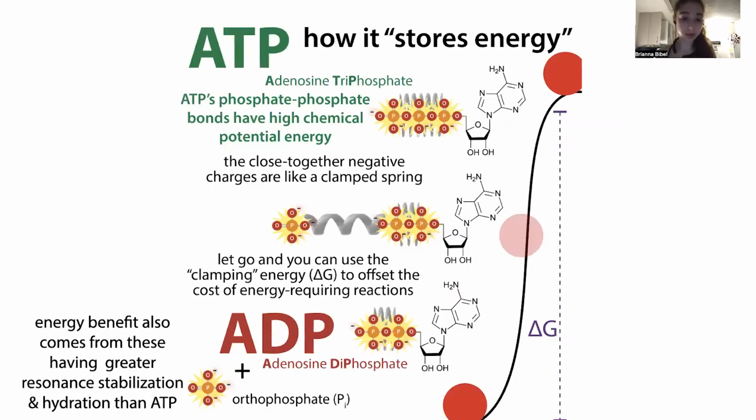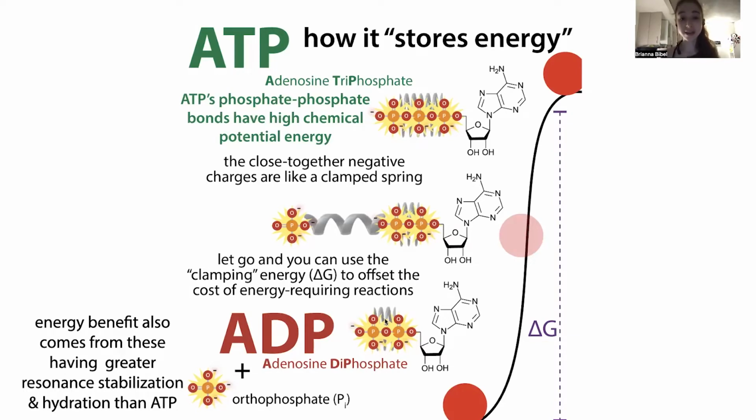But the products are still going to be much more favorable energetically than your reactants, than your initial ATP. There are a few reasons why. One is entropy. So let's talk about where the delta G comes from. Delta G comes from entropy, which is randomness or disorder, as well as enthalpy, which is the energy of the bonds.